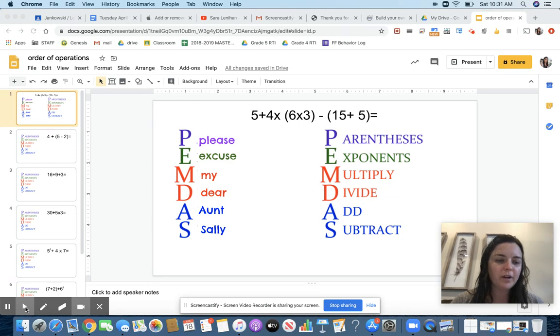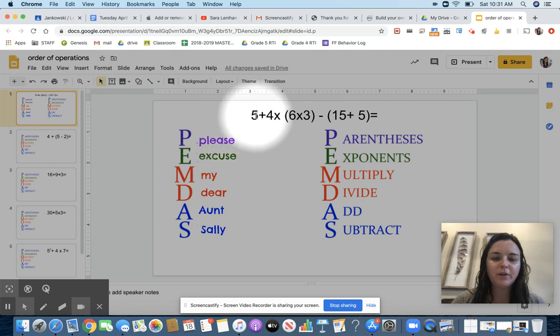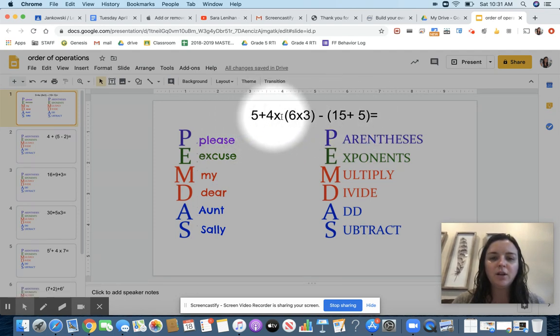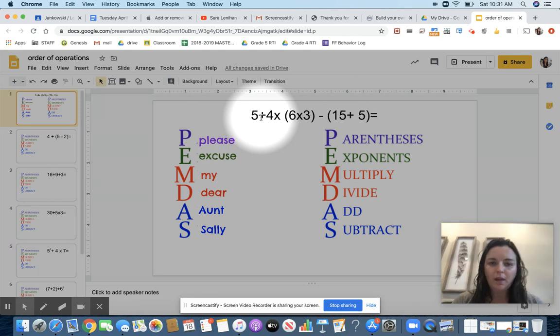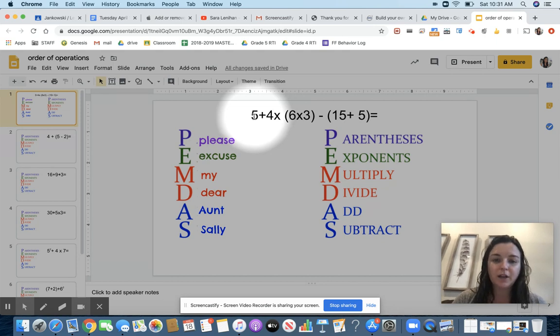So, order of operations is the steps that we use to solve any equation. And as you get older, you might see really long equations with lots of operations, and it might seem really overwhelming. But if you use what you've learned, it will be easy because you just take it step by step and you take it slow.